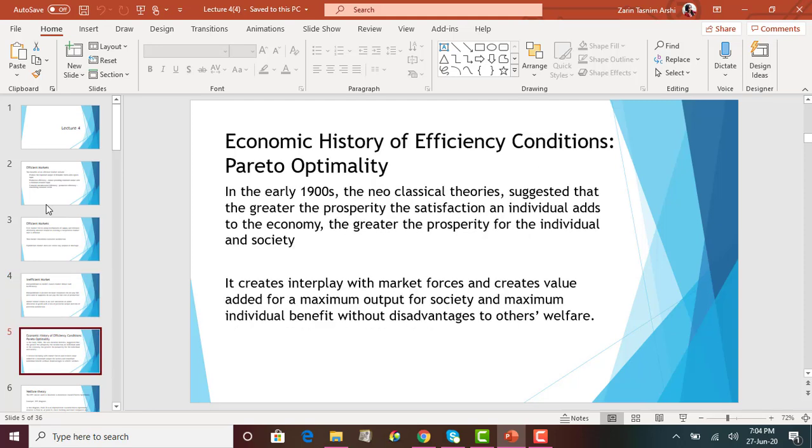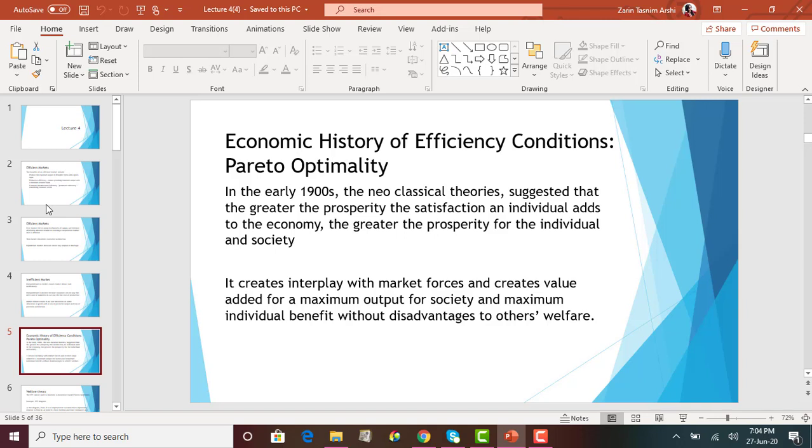So now we will introduce another concept called Pareto optimality. This is very important. You need to know what Pareto optimality means and how we can represent it in terms of the PPF. Okay, the production possibility frontier, which we saw in chapter 1 and chapter 2. So Pareto optimality is related to that, so make sure you understand that.